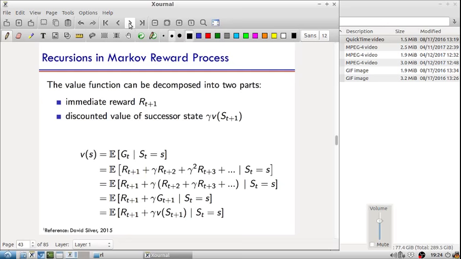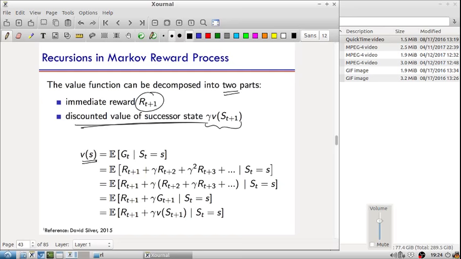There's another interesting property, and this is where some people who have seen dynamic programming may be able to relate: this value function can be decomposed into two parts. One is the immediate reward, and the other is the discounted value of the successive state, which is gamma times the value of the next random state. And you can see that here.